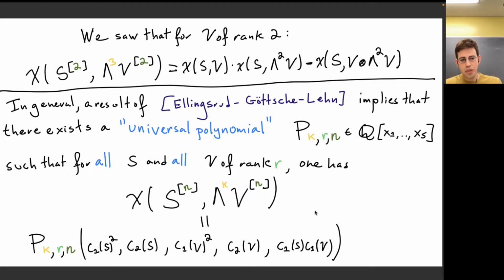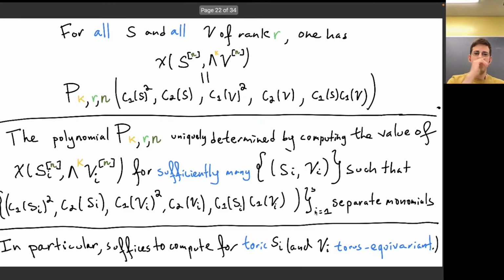And so that tells me that I have some polynomial. If I have some polynomial, how do I figure out what its coefficients are? Well, one way is by some kind of interpolation. By evaluating the polynomial at enough points, I can figure out its coefficients. That is to say that this polynomial, P_{Q,R,N}, is uniquely determined if I can compute the value of this Euler characteristic for enough examples of the surface and vector bundle so that its evaluation at these points separates the possible monomials that can occur.